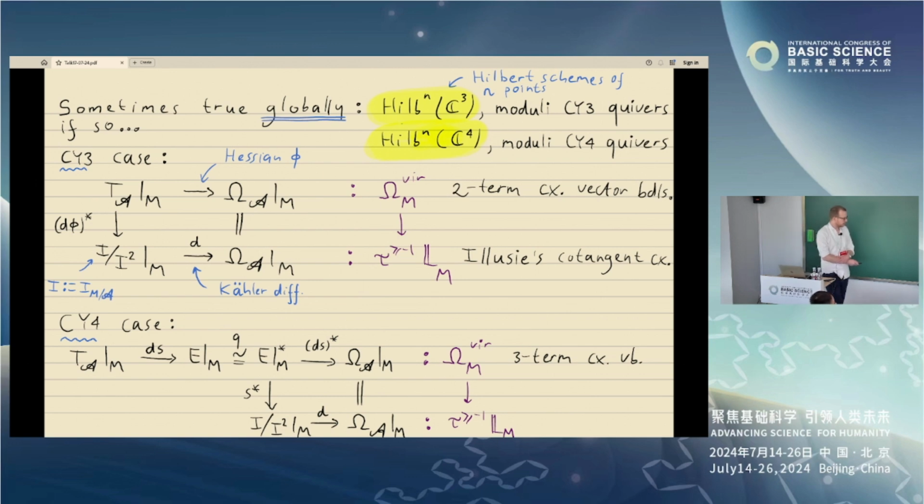And in the Calabi-Yau 4-fold case, you can do something similar. You can first start by looking at the dual of your isotropic section s. So it will map from E dual to I mod I squared, and then again you compose with the Kähler differential, you get this square here. But now you can do something extra. You can pre-compose via the quadratic form with the differential of the section. So this is a map from the tangent bundle of A to E. And then by the isotropy condition, this composition here will be 0. So again, we'll call this 3-term complex of vector bundles on the top the virtual cotangent bundle, and it maps to the cotangent complex.